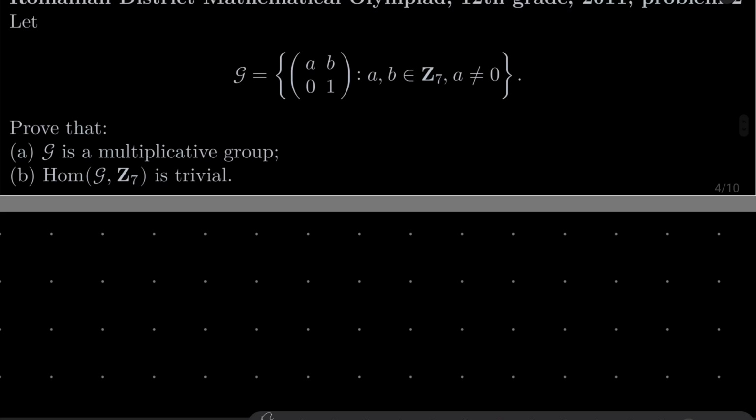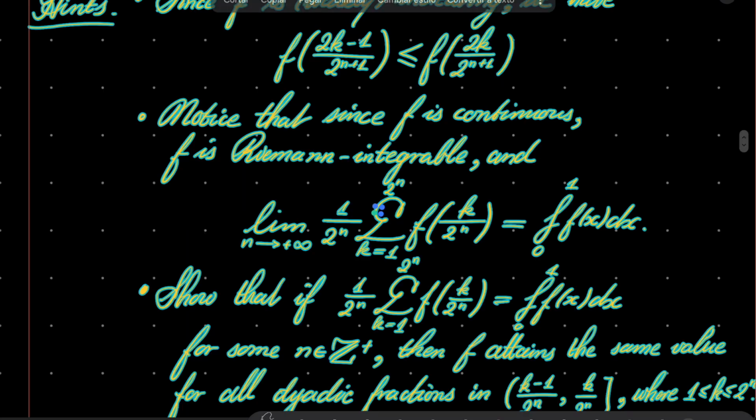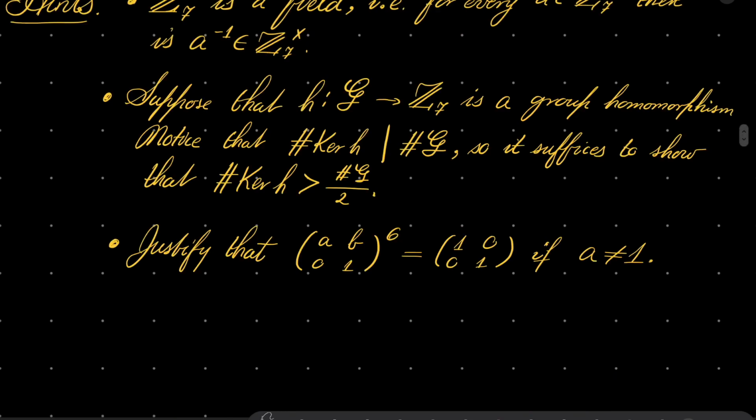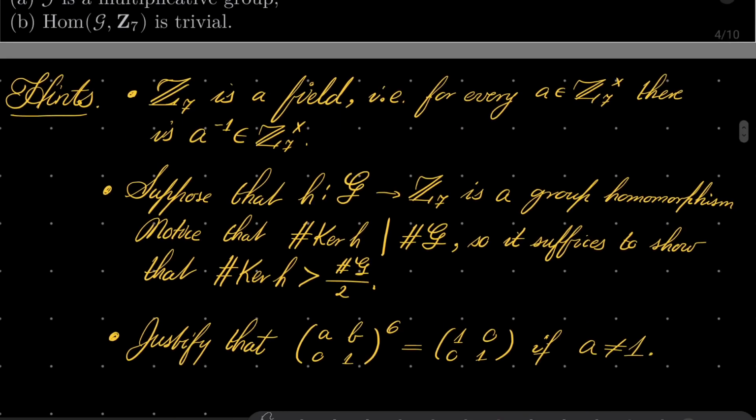Here are my hints. First hint. Z7 is a field, which means that every element of Z7 which is not 0 has an inverse. So A times A inverse is 1.